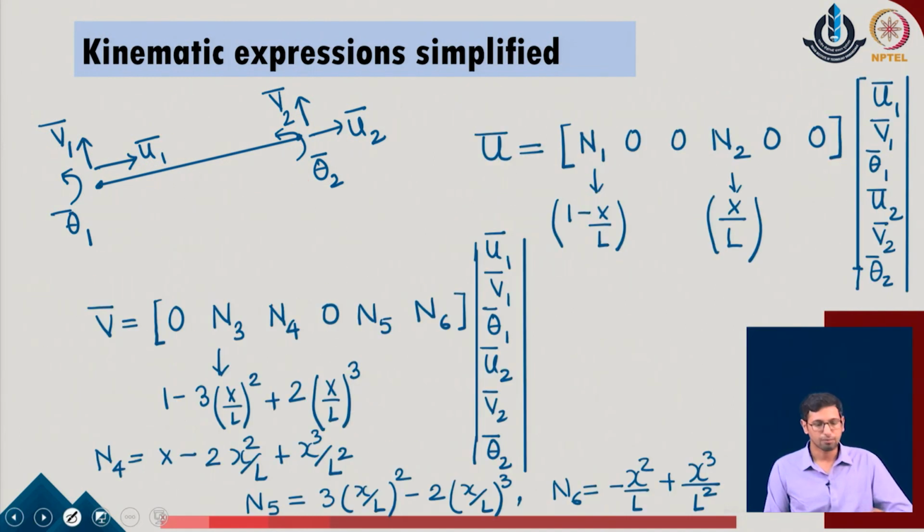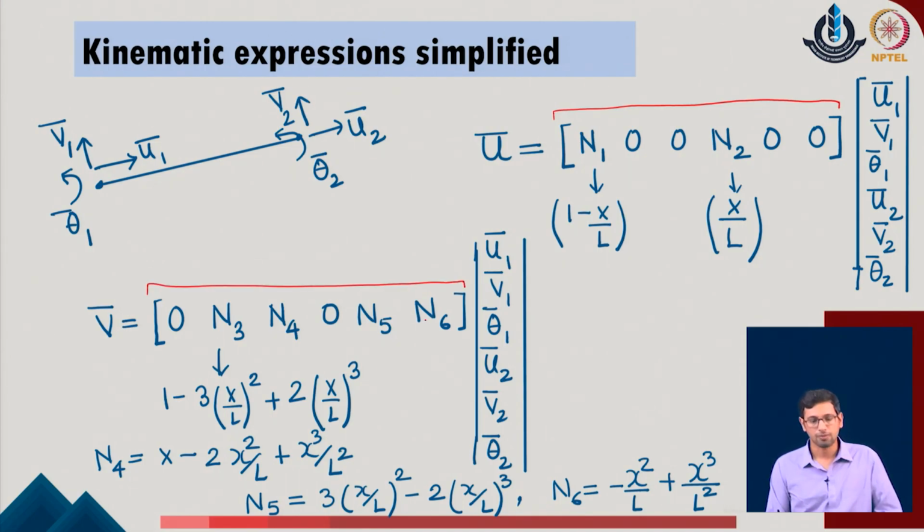So, this idea can be simplified in this manner, as we have shown that u bar can be expressed in terms of simplified shape functions of the given problem which we described, and similarly v bar can also be expressed in terms of the simplified shape functions which will be defined in terms of v1 bar, theta 1 bar, v2 bar and theta 2 bar in the given system.